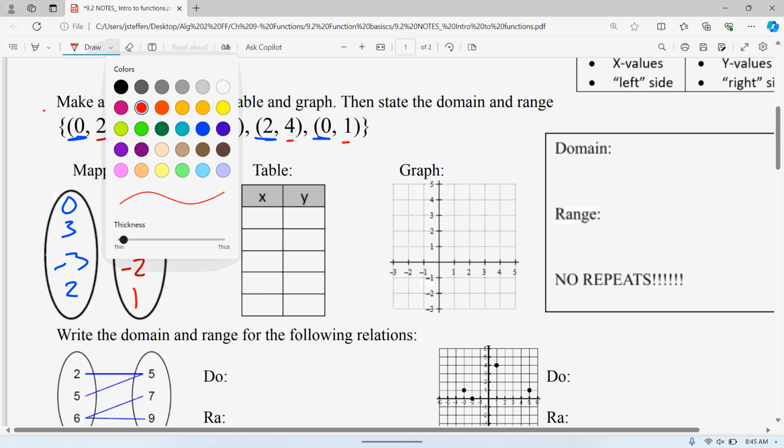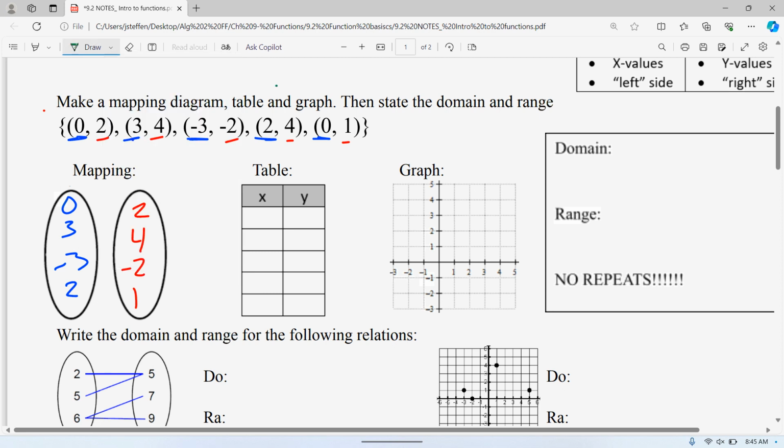What you need to do is you draw lines, and they do not need to have arrows. If they don't have arrows, they do not have to. You just connect. 0 goes to 2. 3 goes to -2. 2 goes up to 4, so that goes up to 4, and then 0 goes to 1. So again, now we go back up to 0 and draw a line down to 1. So that's your mapping diagram.